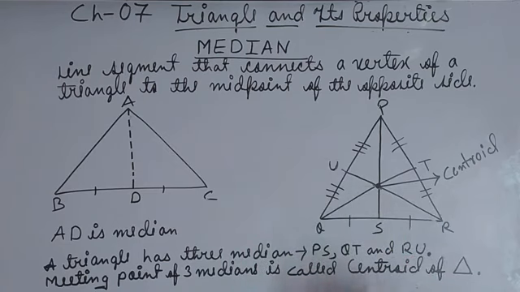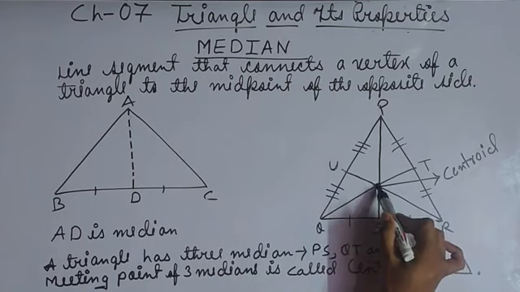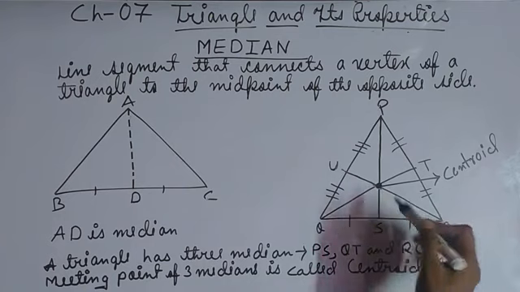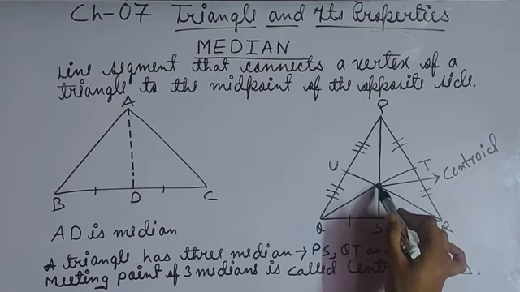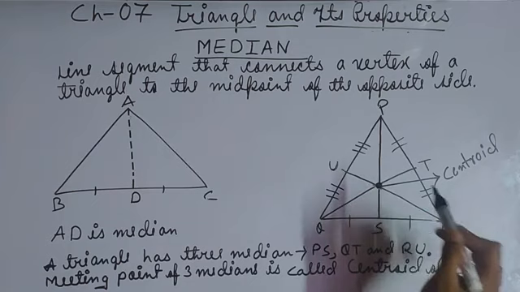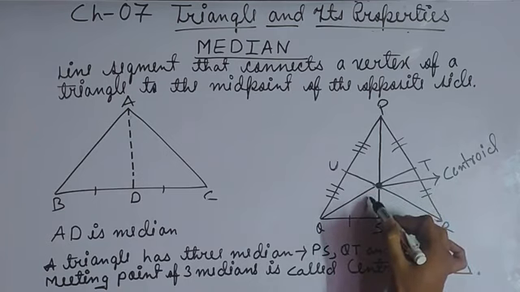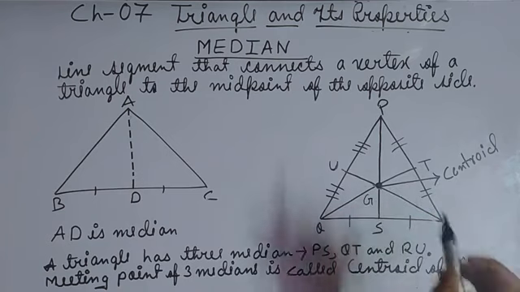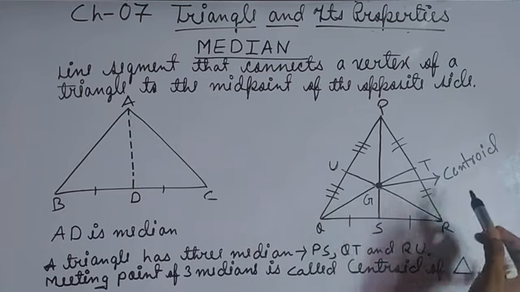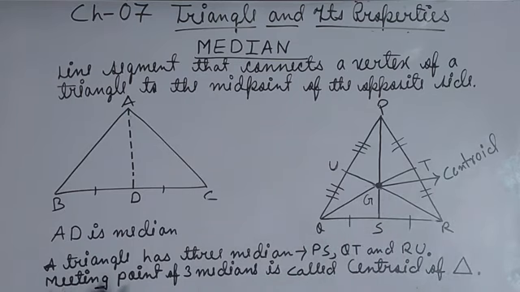So every triangle has 3 medians, and I have drawn the 3 medians of this triangle PQR, which are PS, QT and RU. If you see this point where all 3 medians are intersecting, where the 3 medians meet, this point is known as the centroid. It is denoted by G also. So the meeting point of 3 medians is called the centroid of a triangle.